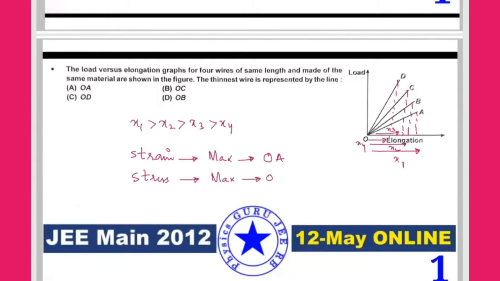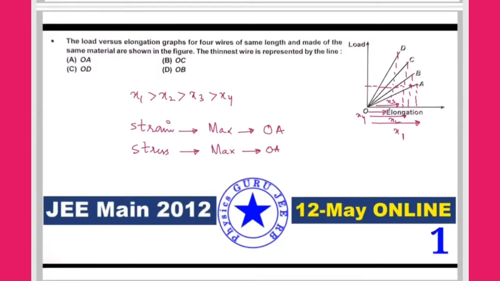Stress is nothing but external force per unit area, and the external force is the same for all. If stress is more, then A should be minimum. So A is minimum, so stress will be more. This happens only for OA wire. Hope this is clear. That is nothing but answer OA.